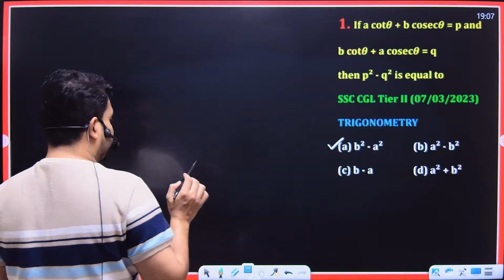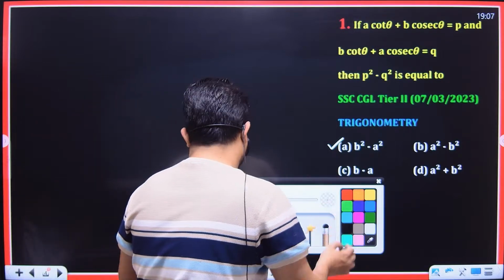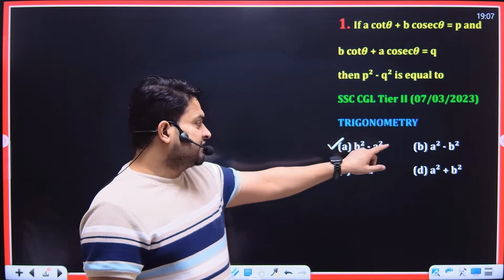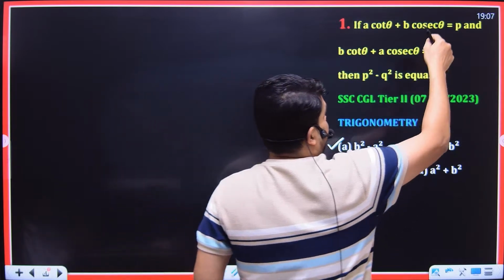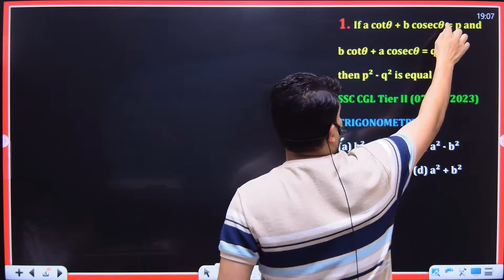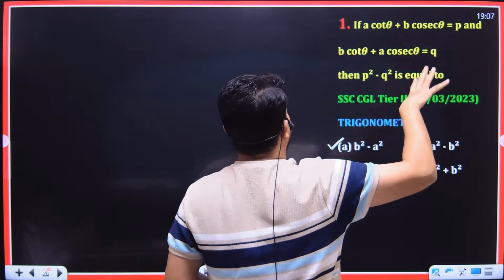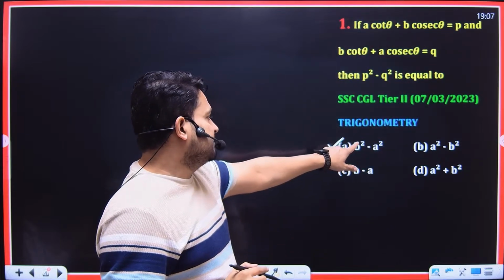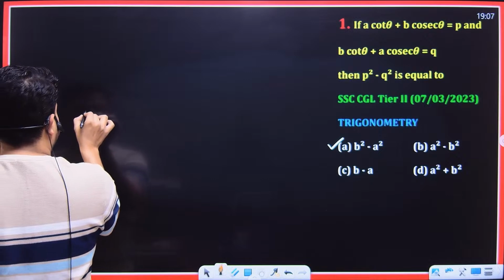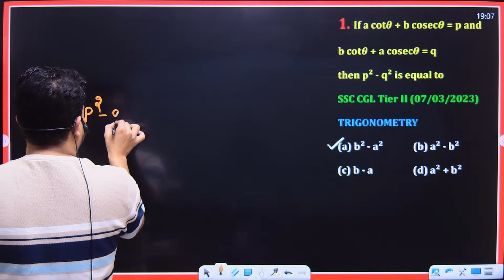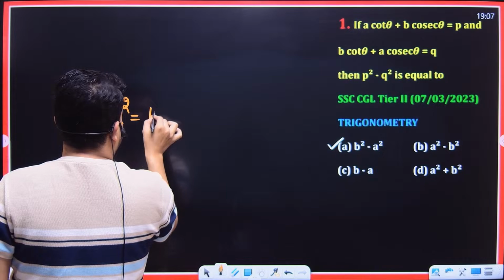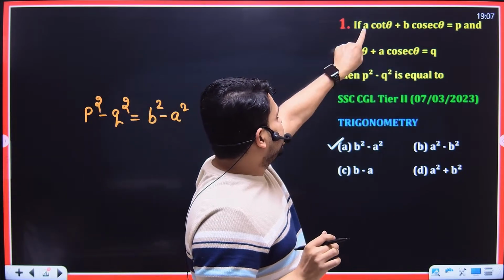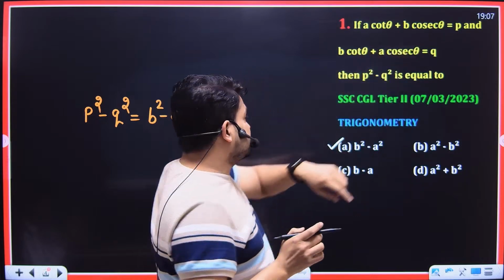I will tell you a trick to learn it directly. We have a confusion only here: either the answer can be B square minus A square or it can be A square minus B square. We have to calculate P square minus Q square, so here is P. Whatever the coefficient of cosec theta is, that will come first, B square minus A square. So P square minus Q square is equal to B square minus A square. If the coefficient of cosec theta is A instead of B, then my answer would be A square minus B square.